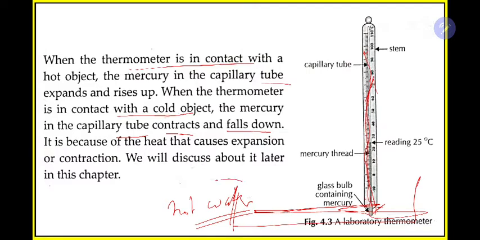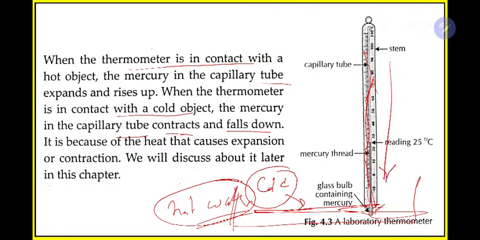Now the water is cold. What will happen? The reverse will happen. When the cold water comes in touch with the mercury, it will contract. That means the size of the mercury will decrease and it will come down the line. In this way the temperature moves in the thermometer. It is the heat that causes the expansion or contraction. That means heat is causing the expansion or contraction of the mercury.